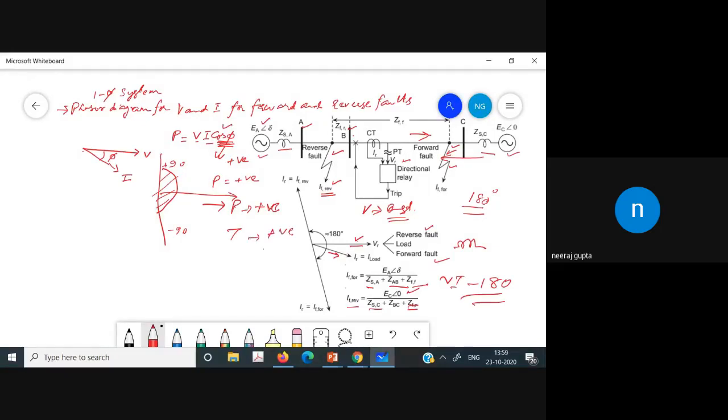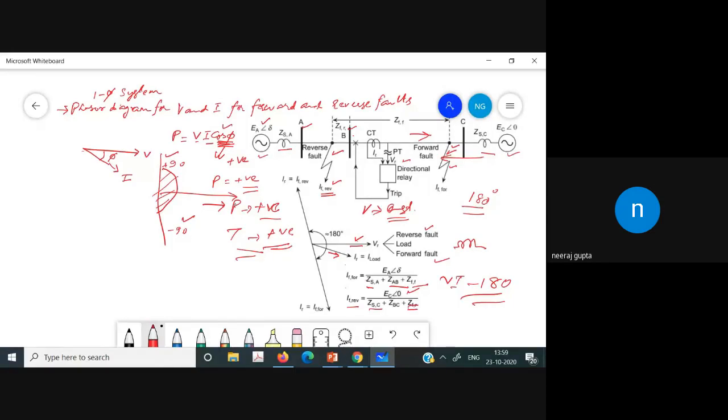So the main idea is that if this cos phi is positive, then the power is positive and the torque is positive, and it is positive within the range of minus 90 to plus 90. So we have to take into consideration that power is positive from minus 90 to plus 90.